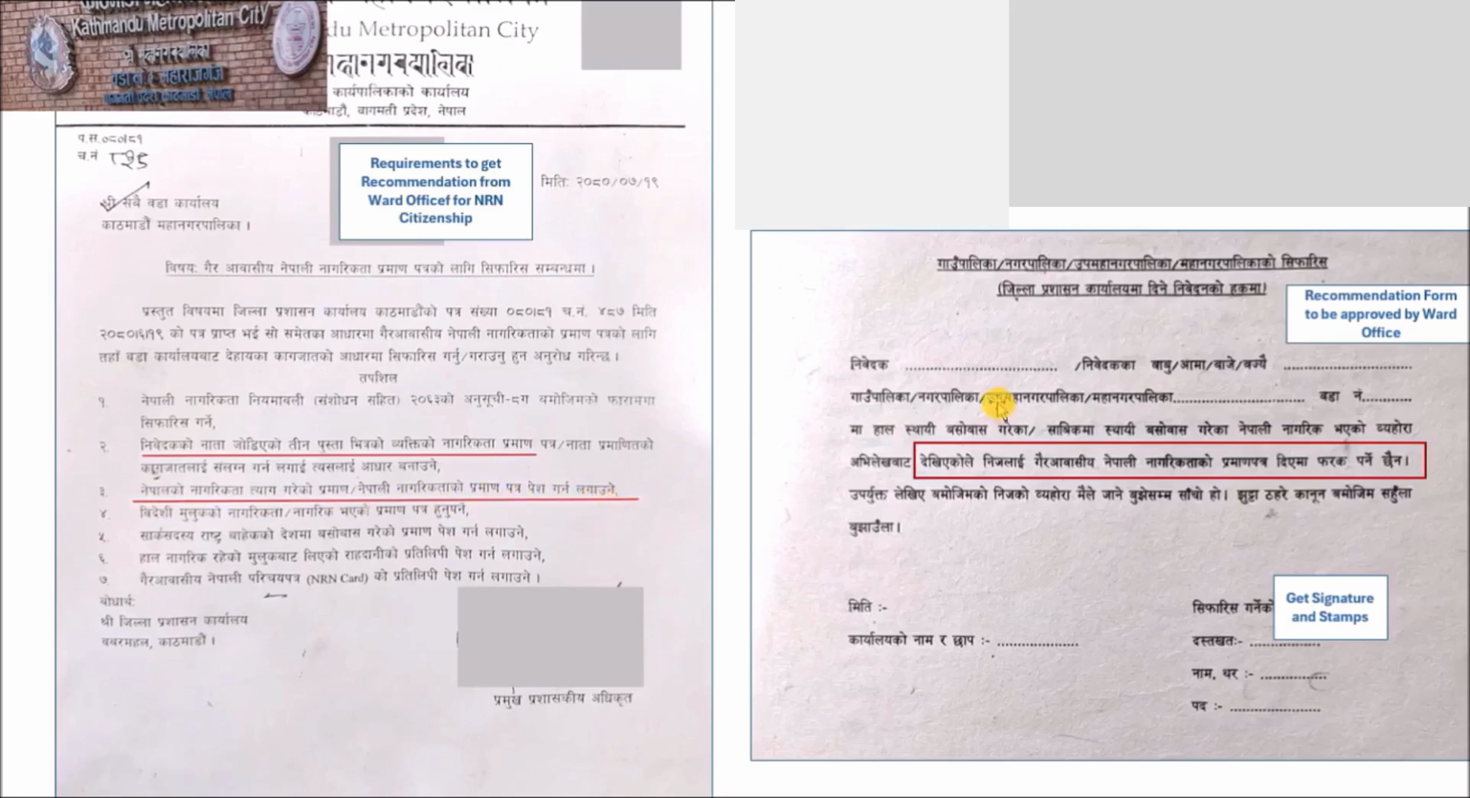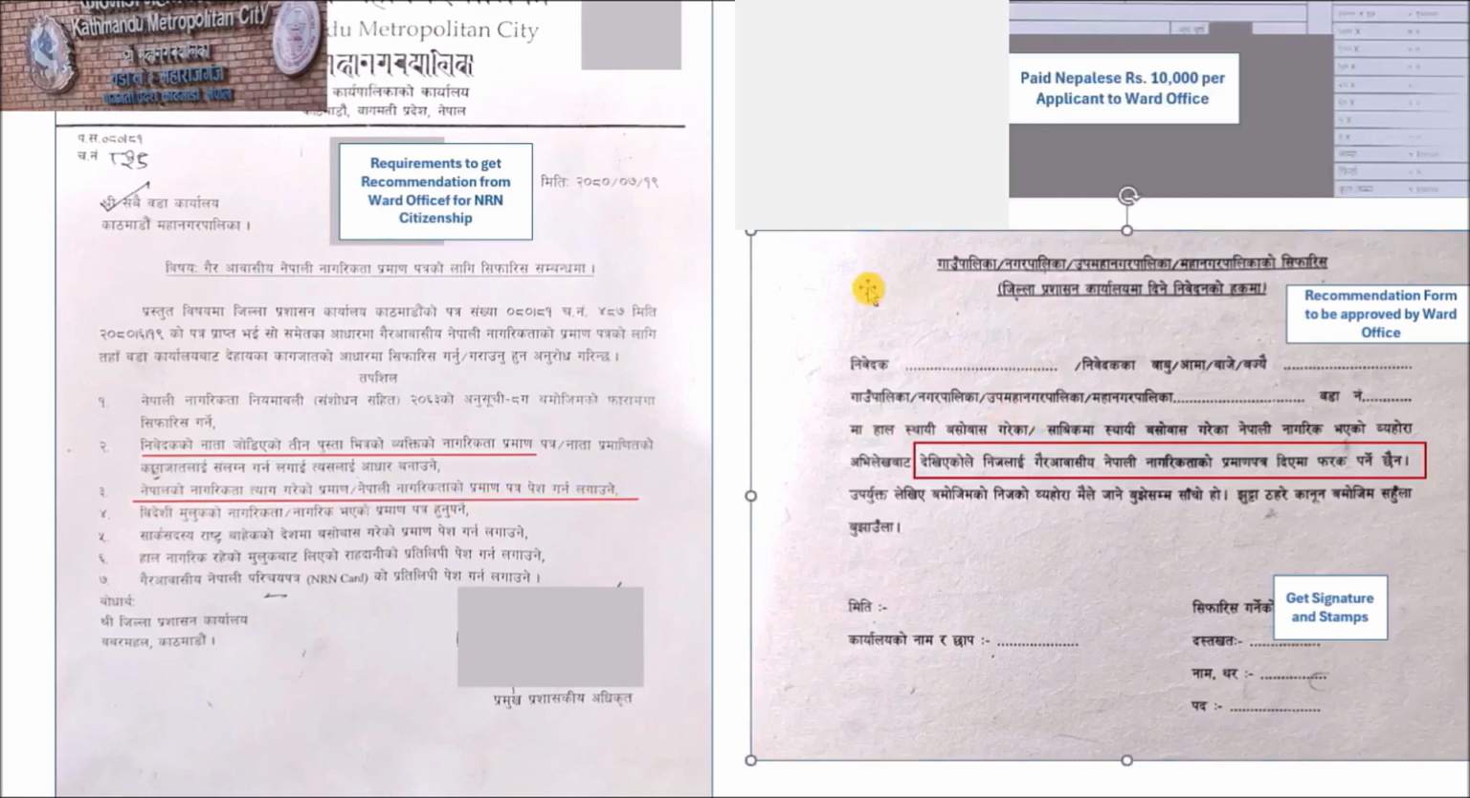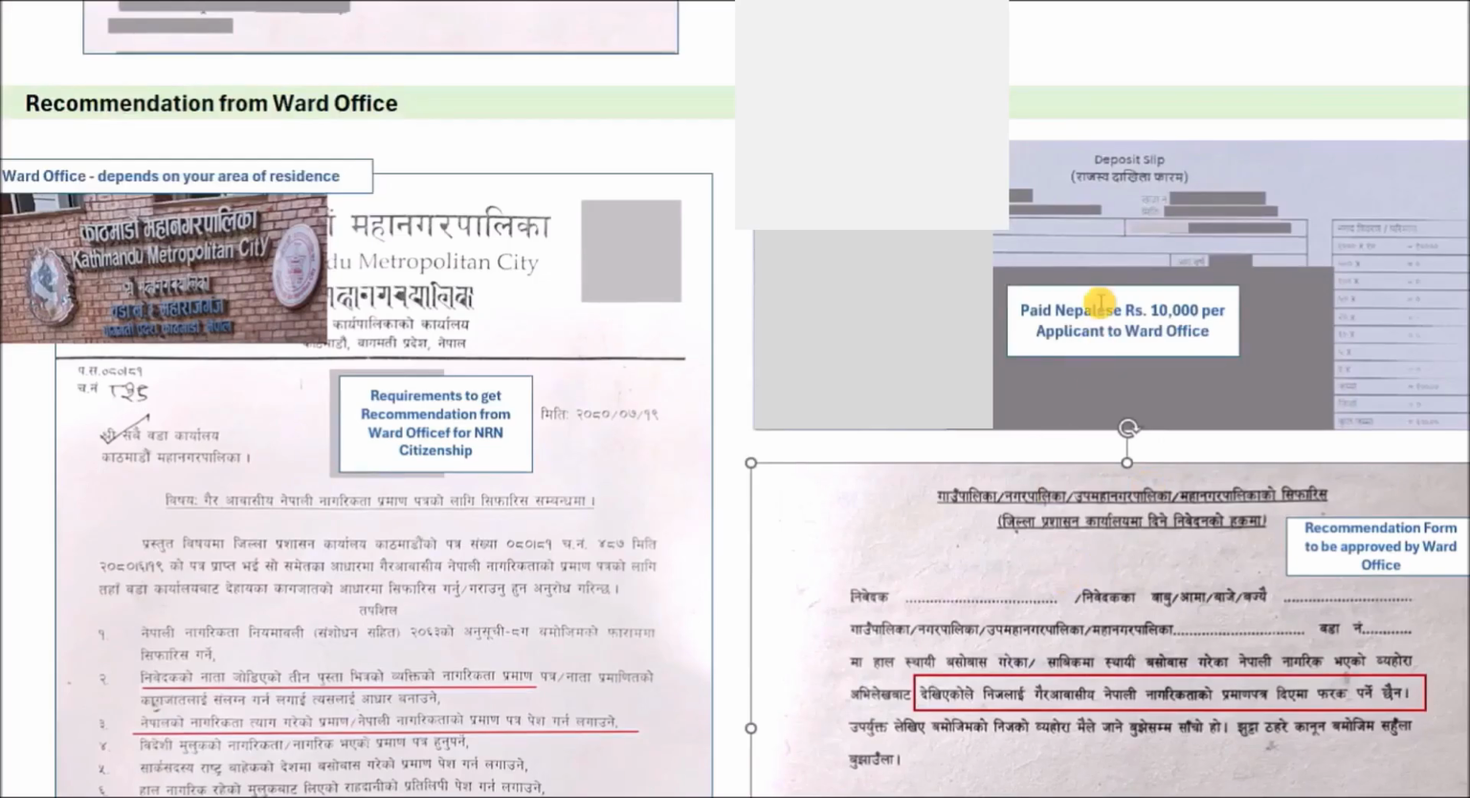So yeah, this is what it says here. And this is the application form that you can get from the Jilla Prasasan Karyalaya, and you can fill this out and take it to this ward office. To get this recommendation, you also have to pay a fee. In my case, I paid 10,000 Nepalese rupees.